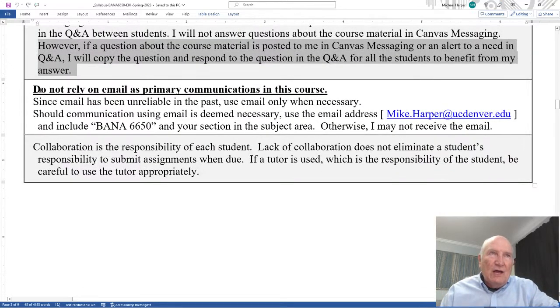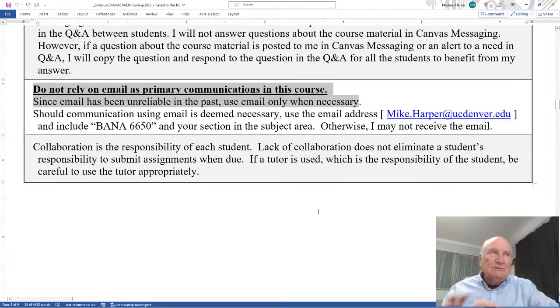Do not rely on email as primary communications in this course. Since email has been unreliable in the past, use email only when necessary. I want to emphasize this because so many students rely on email so much, but it's not reliable in this environment. The reason it's not reliable is sometimes I don't get it. In other words, there's more than one Michael Harper here.